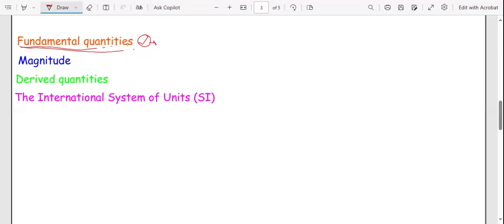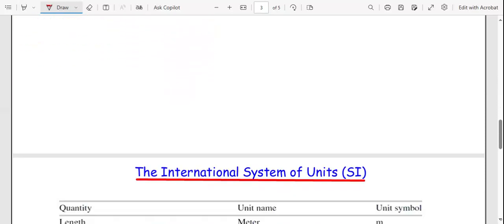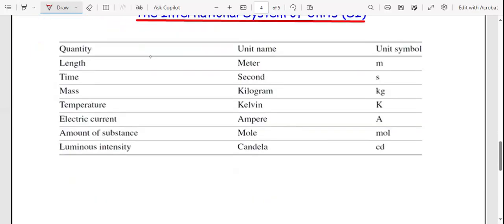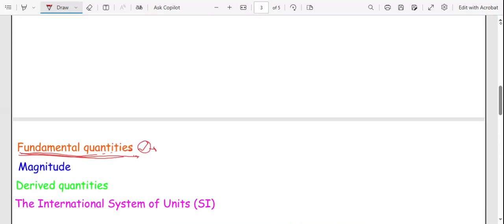So I'll show you the list of fundamental quantities. There are 7, those that were selected worldwide to say these are fundamental. And let me just show you. So these are the ones we have: length, mass, time, temperature, current, amount of substance, and luminous intensity. These are what we call fundamental. They are just important and basic before we get into other things. So these are what we call fundamental quantities.